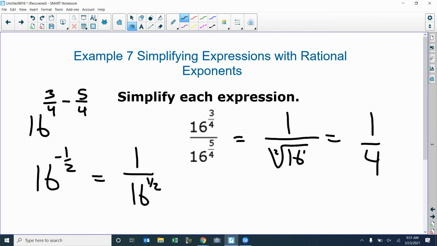Rational exponents. All the same properties we usually do. Good, John? Yeah, I can tell.